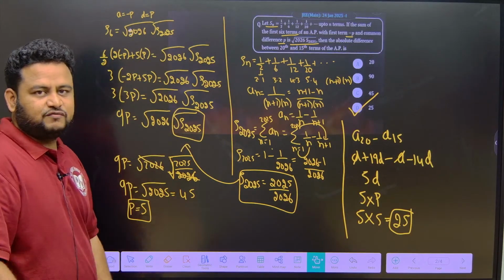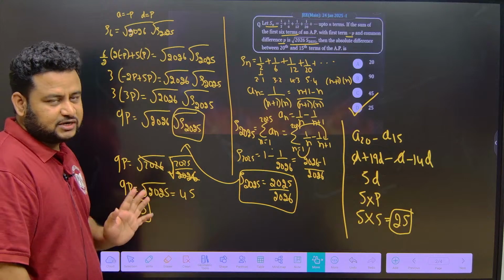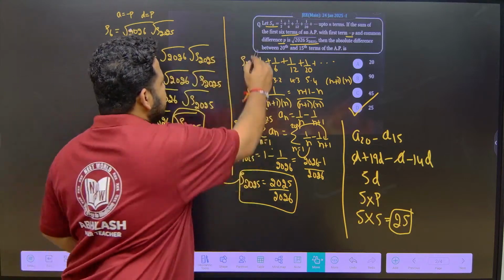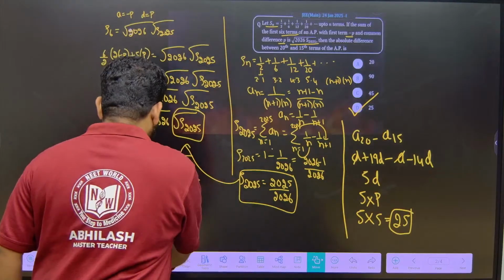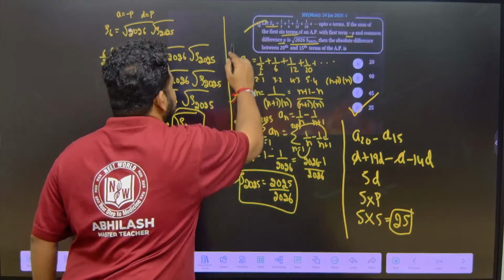That is the sum of 2025 terms. That is what I have to find. So then I use this here. Okay. Then I use this here. Okay. Then I use this here.